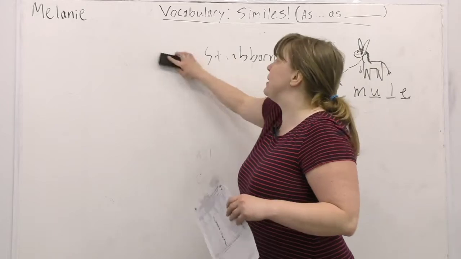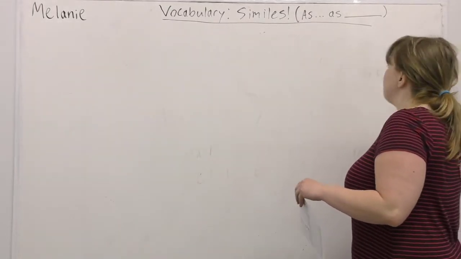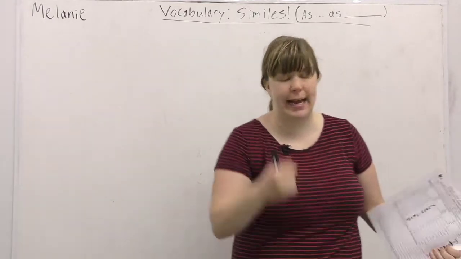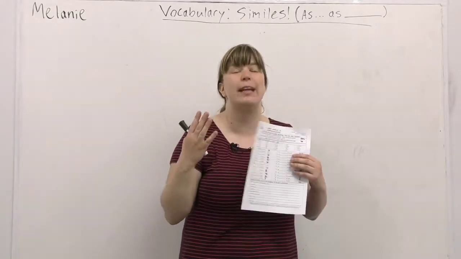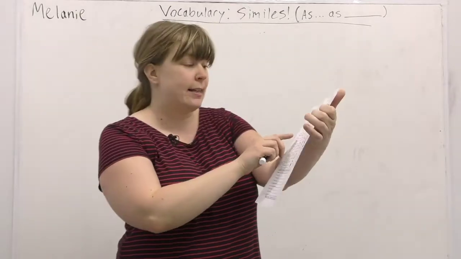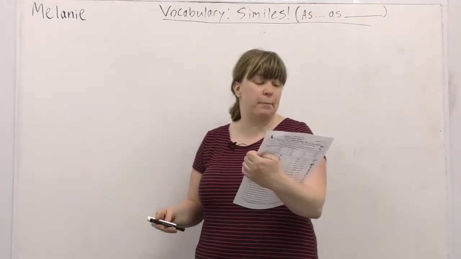Number 1 has already been done for us, and hopefully you remember blind as a bat. So that means you can't see. Bats usually have poor eyesight, so you're like a bat, you can't see. Blind as a bat. And then you'll see they ticked off blind. All right, let's do number 2.